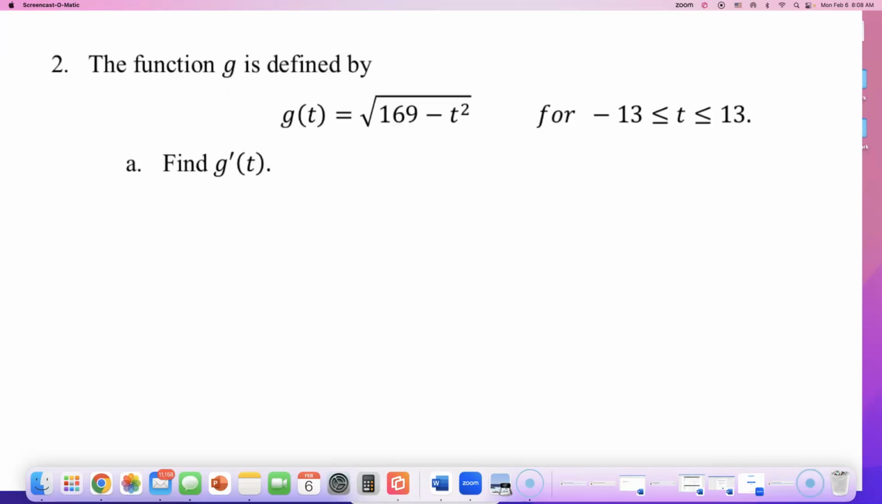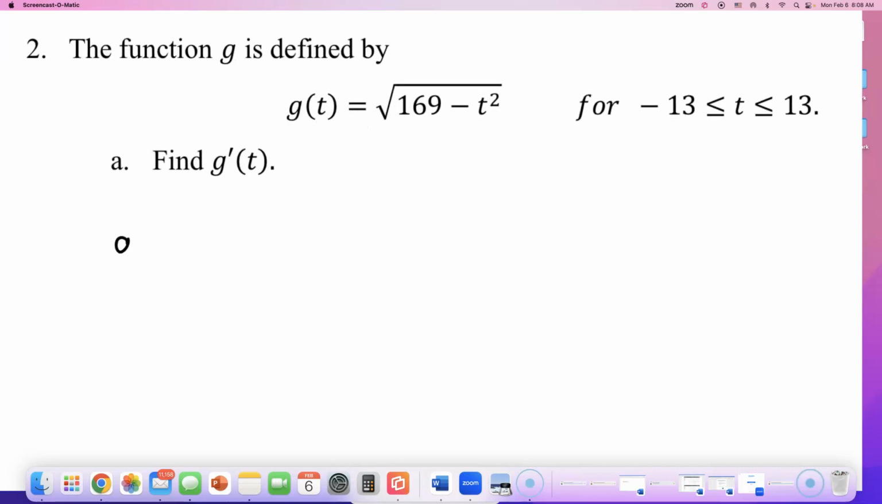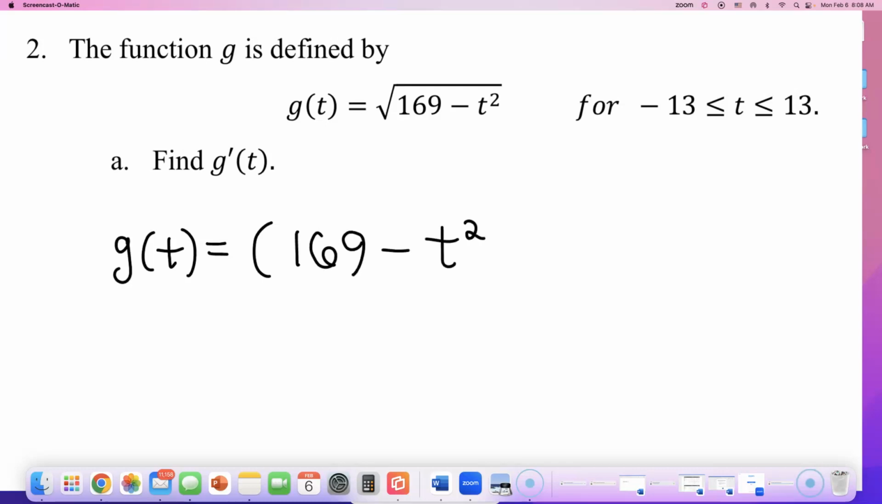g prime of t is a square root function. I'll write g prime of t. I will rewrite it so that it becomes 169 minus t squared, raised to the 1/2 power first. Convert any square root function or radical function into an exponential form so that we can take the power rule when we do the chain rule, okay?